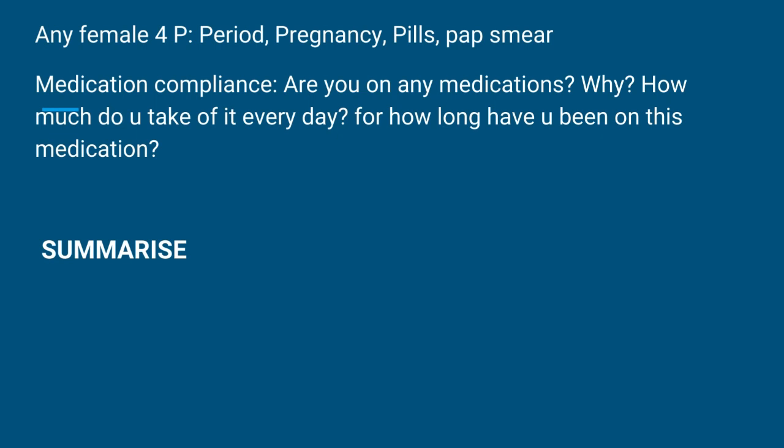Also, if the patient has been taking any medications at all, as we have already discussed in the medical history, you need to ask the details regarding the medications. So, what medications have you been taking? How long have you been taking that? Are you taking it regularly? Is it affecting the condition for which you have been taking it?